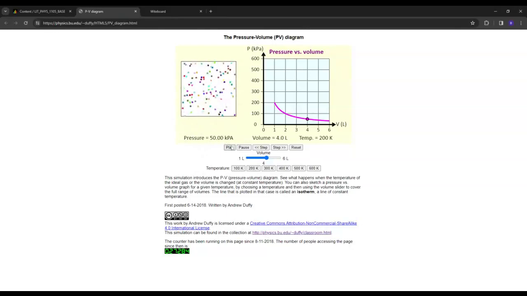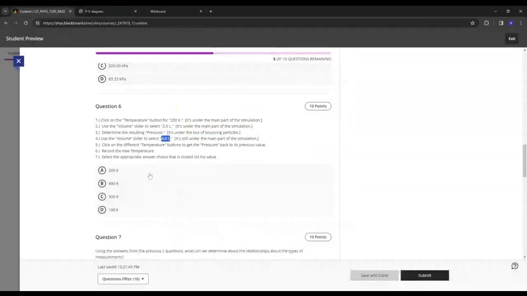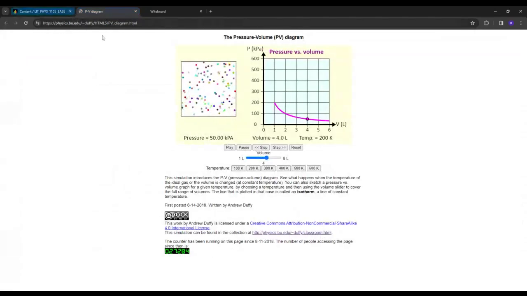And sure enough, we've got less than 100 now. The question is what does the new temperature need to be in order to make the pressure the same number it was before, right? So we have some options. Right now we're on 200 Kelvin.